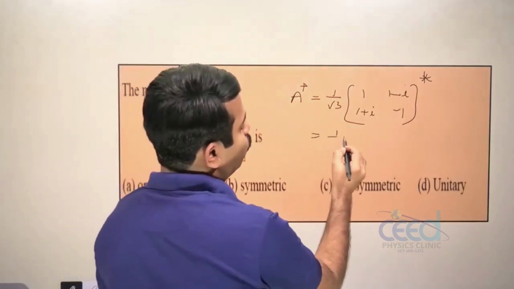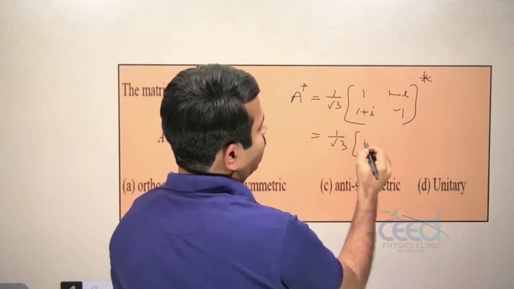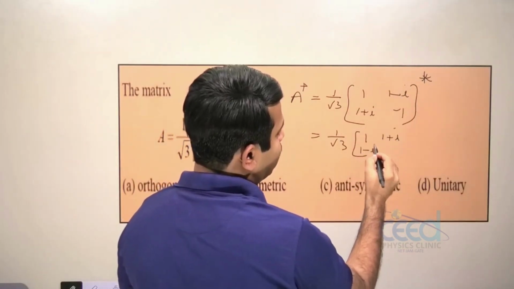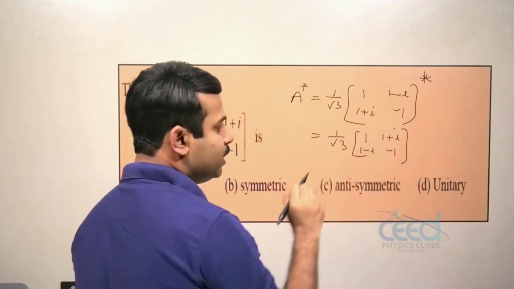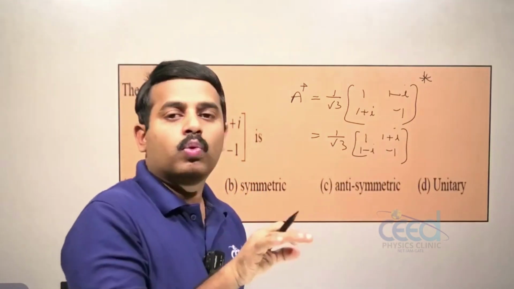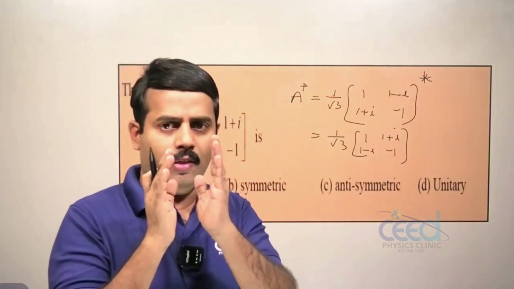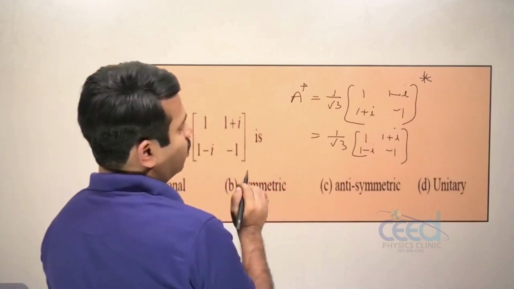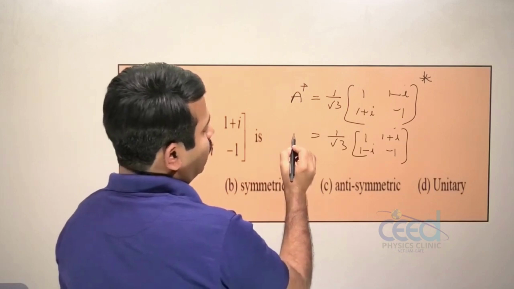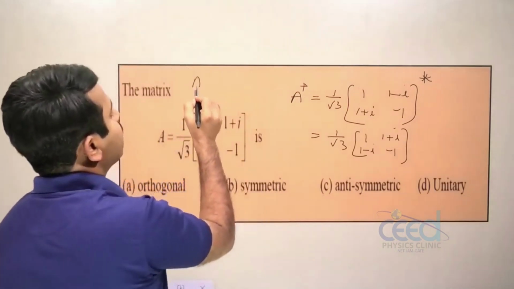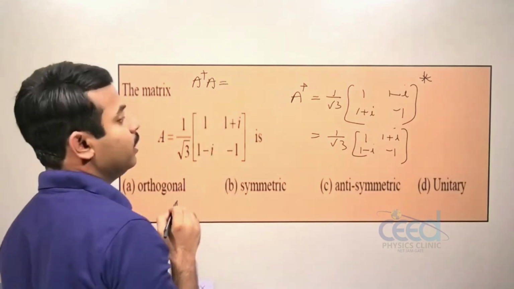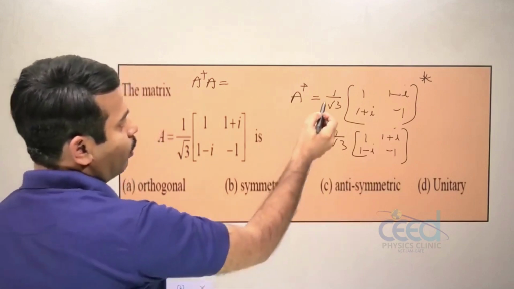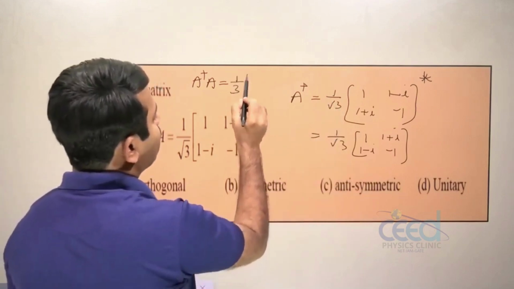So that is 1 by root 3 into, now conjugate I am taking 1, then I becomes minus I, right? Then this becomes 1 plus I, this becomes again 1 minus I, this becomes minus 1. All imaginary numbers convert into the negative of that. That is a conjugate, right? Alright, now this is A dagger, right? Now A dagger into A I am doing, right? If A dagger A is the identity matrix, then we know that it is a unitary matrix. Now 1 by root 3 into 1 by root 3, that is 1 by 3, right?